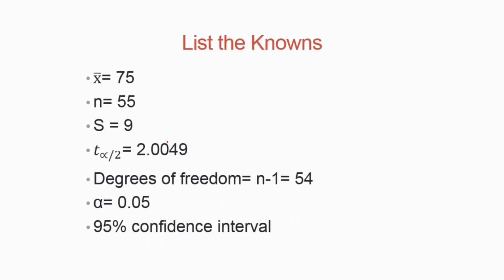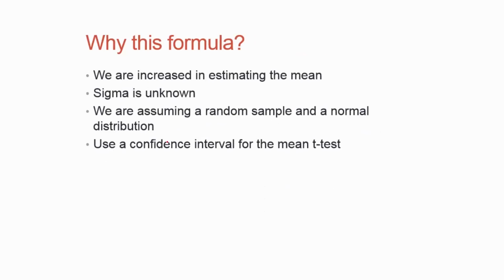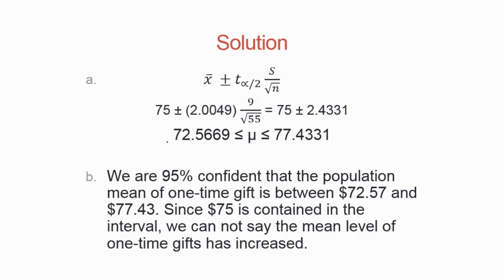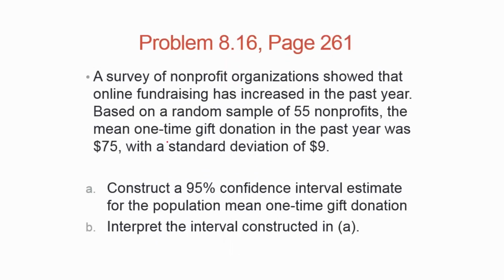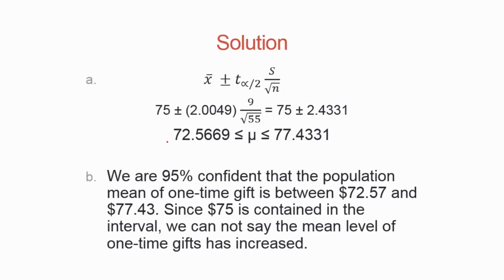Let's go back and see what the question said again. Construct a 95% interval estimate for the mean one-time gift donation. That was our answer to part A. Part B said, interpret the interval constructed in A. So we have the interval; what does it mean? This is how we would explain it: we're 95% confident that the population mean of one-time gifts is between $72.57 and $77.43.